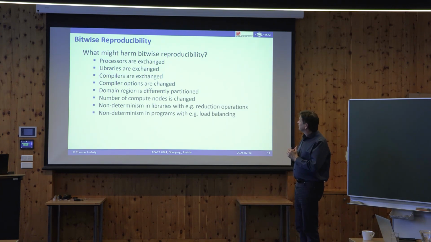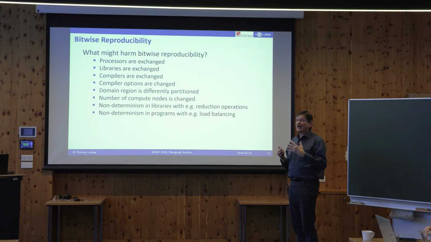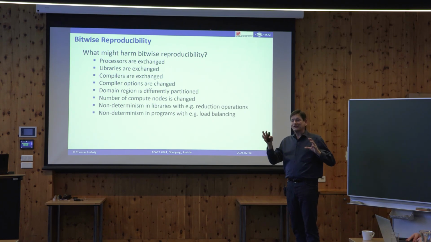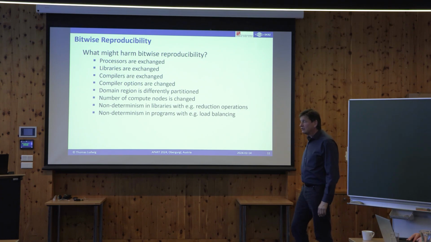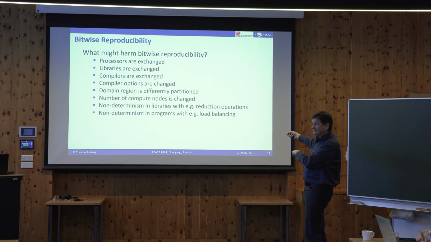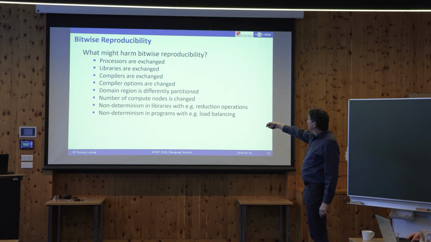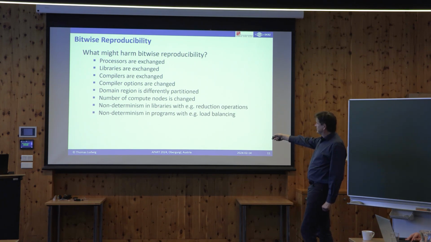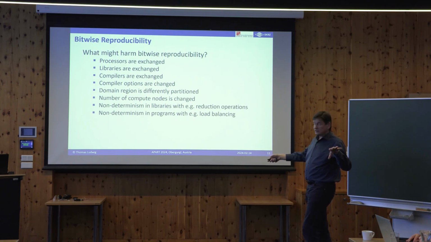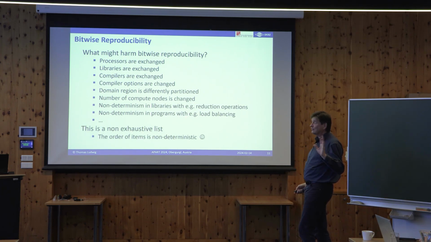So if we look at bitwise reproducibility, what might harm the chance to get a bitwise identical result? Essentially, whenever you touch the machine and do something, you might change the order of the arithmetic operations, and then you might get a different result. Let me just come to the end of that one. You might have a different processor, different libraries, a different compiler, or you change the options of your compiler, you make your domain regions differently, you have a different number of nodes, or you might have non-determinism in libraries, for example reduction operations, or non-determinism in programs, for example load balancing. So that is a list. The list is non-exhaustive. And the list is non-deterministic, of course.